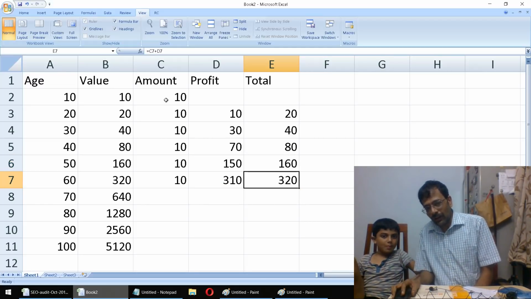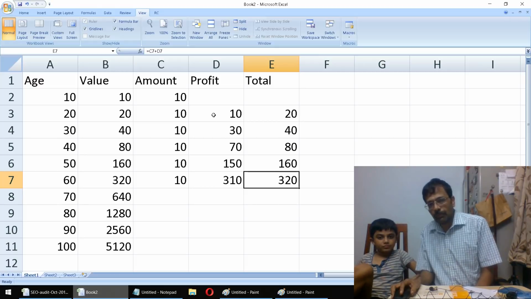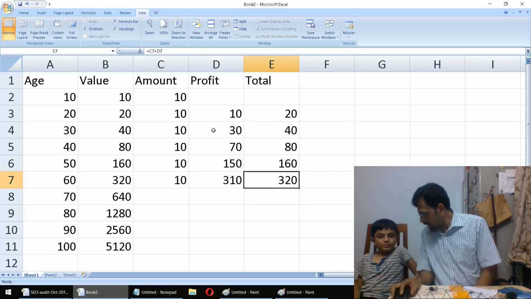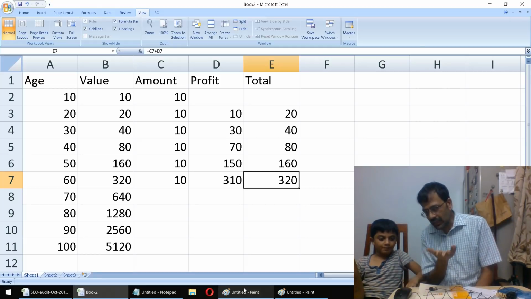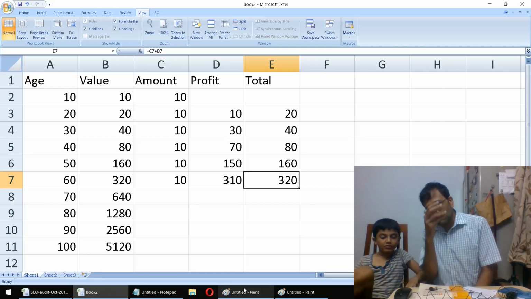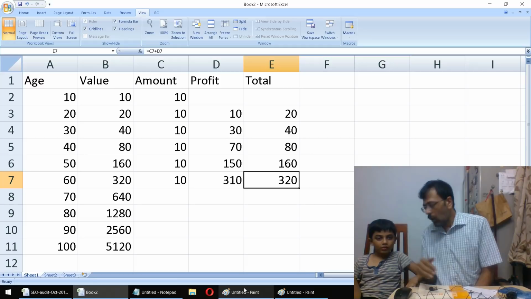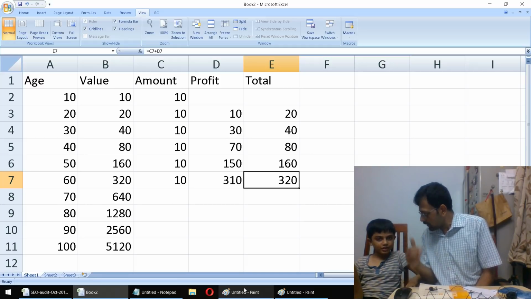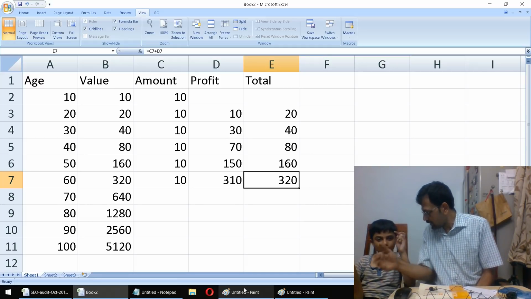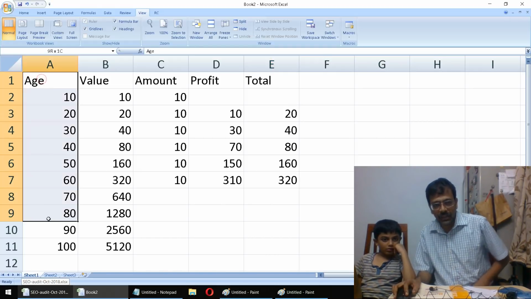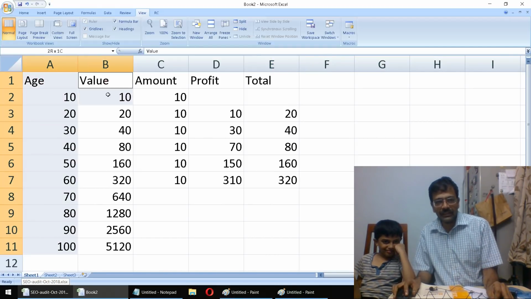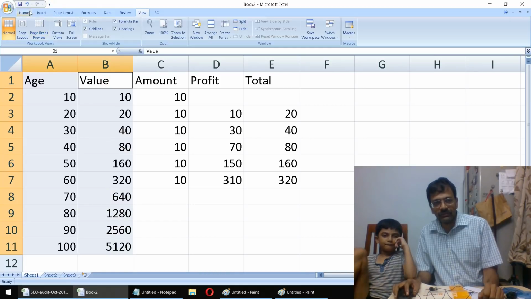So two things happen here. The amount you put in doubles every 10 years, and the profit that you get every 10 years also doubles. So that's called compounding for you. Not only does the amount that you put in grow, but the profit that you get also grows at the same rate in subsequent years. That is the next years. Is it okay? So now let's plot the age and the value.